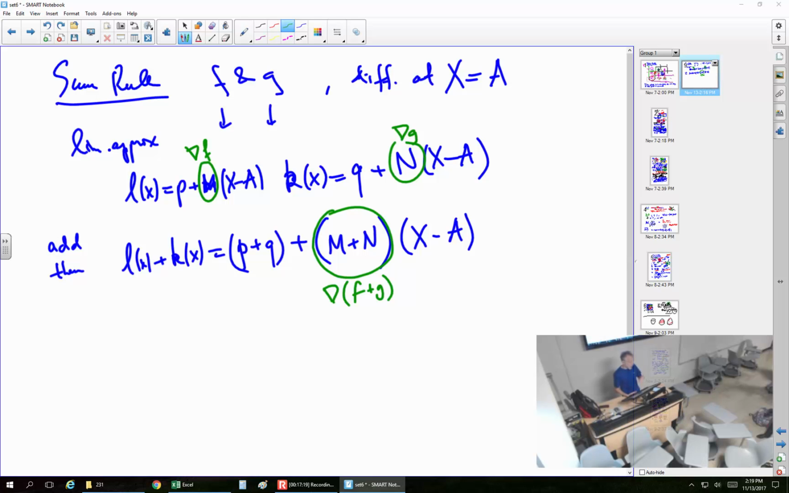So if we want to stick with two linear functions such as these and add them together, then you know what the gradient becomes. It was m, and then n, and when we add it together, whatever happened to the coefficient of x minus a is simply the sum of those two vectors. So that's how the sum rule works out. It's slightly more complicated for the chain rule, but still.